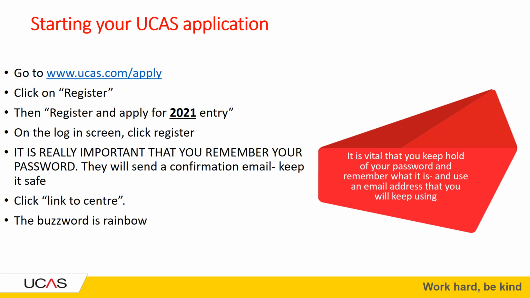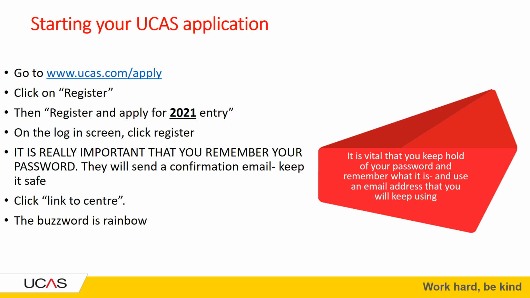So when you go onto the Apply website, you need to click on Register, okay, and you need to register and apply for 2021 entry. Now, there will be a button to allow you to apply for 2020 entry, but that is for students in year 13 currently who are applying late. You don't want that one. Register and apply for 2021 entry, okay? So on that login screen, click the register.